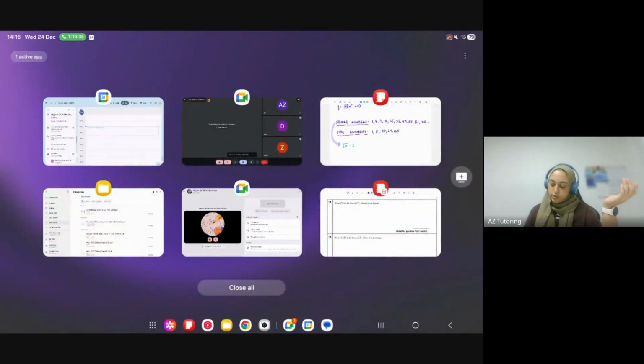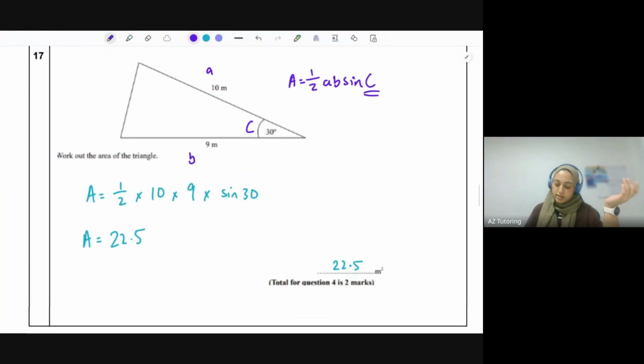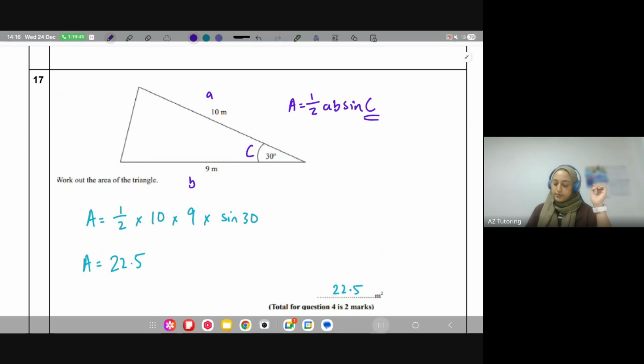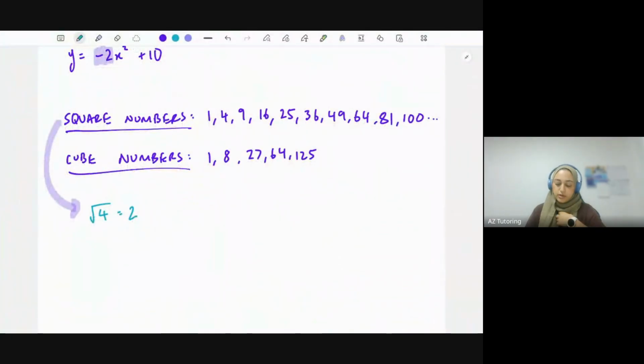The answer to that one was 22.5. Davin? 22.5 meters squared. You just plug everything right in. I'll send all these out after as well.